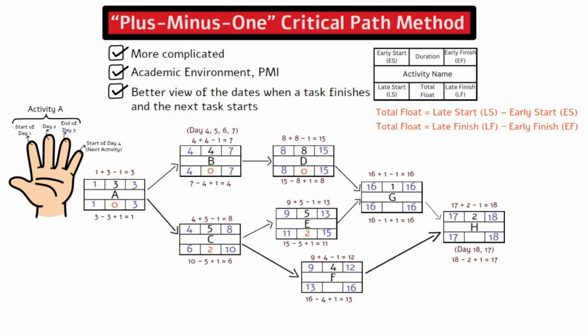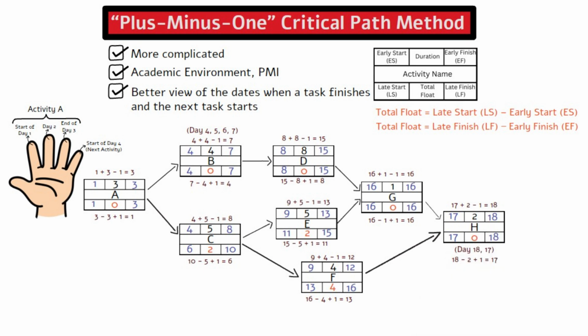The total float for activity F is 13 minus 9 equals 4. The total float for activity G is 16 minus 16 equals 0. The total float for activity H is 17 minus 17 equals 0.